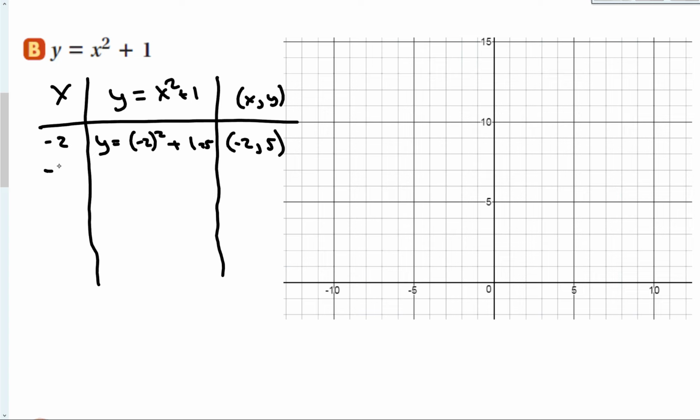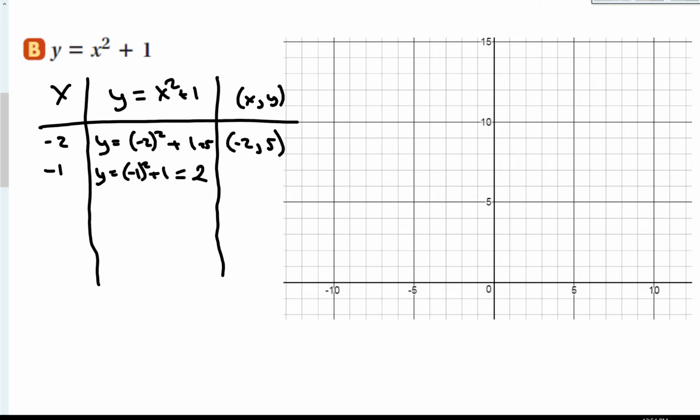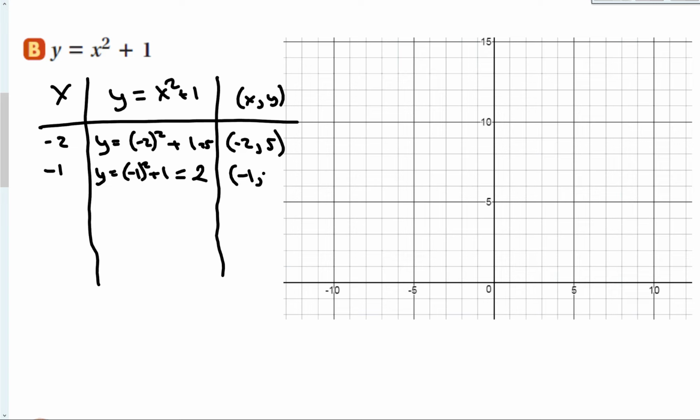Okay. For -1, y would be equal to -1 squared, which is positive 1, plus 1 gives me an output of 2. So that's -1, comma 2. If I plug in 0, 0 squared is 0, plus 1 is 1.